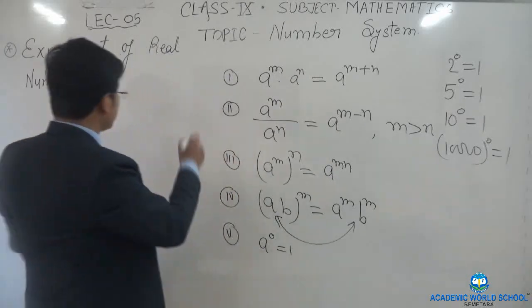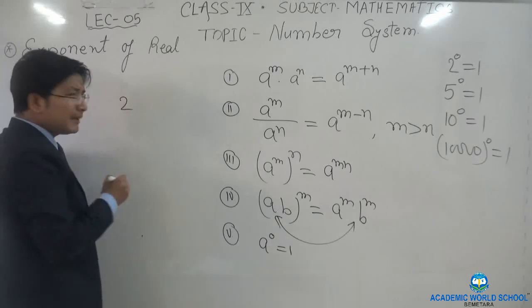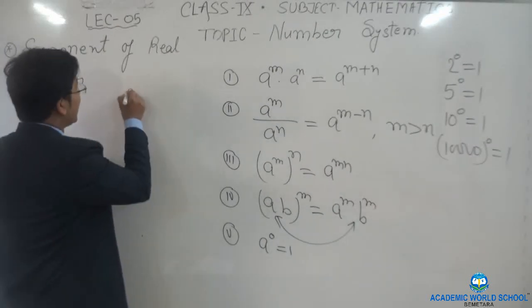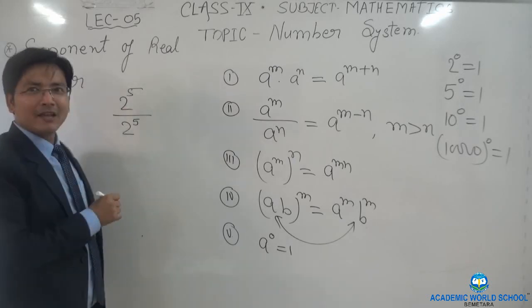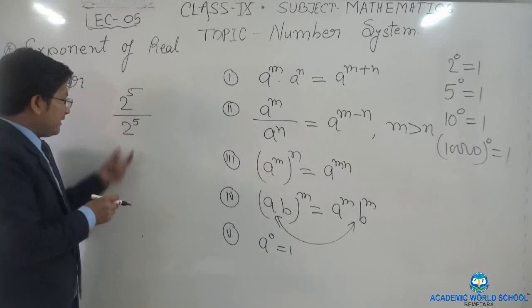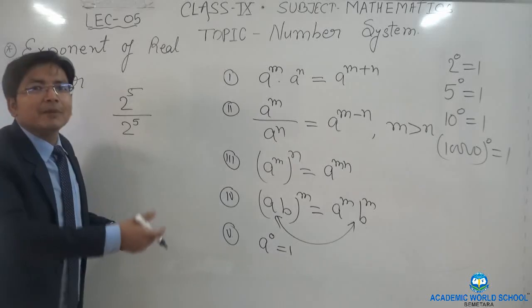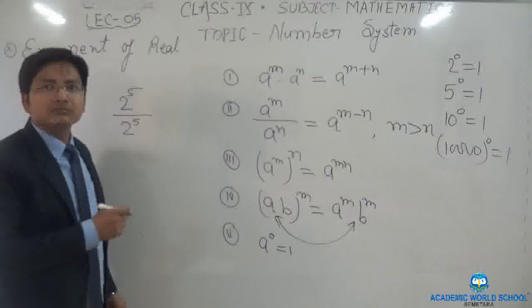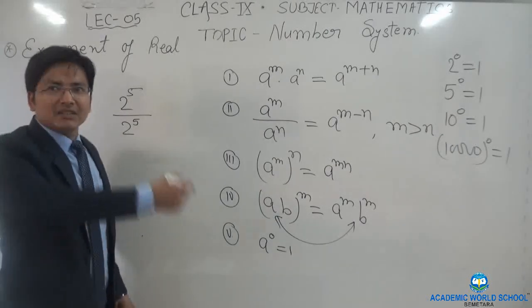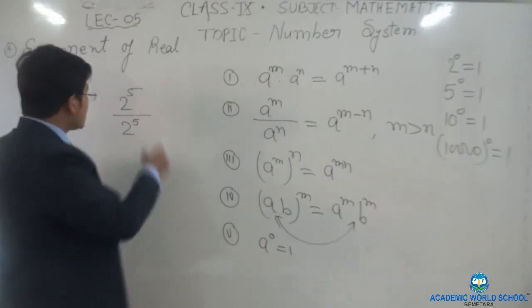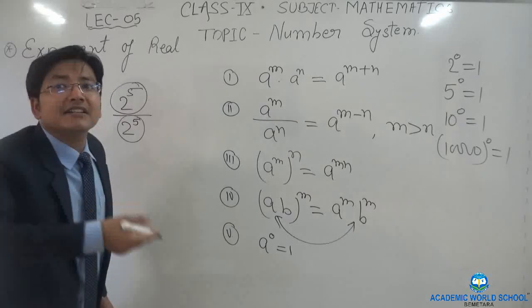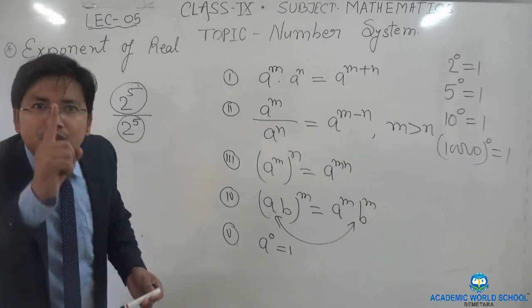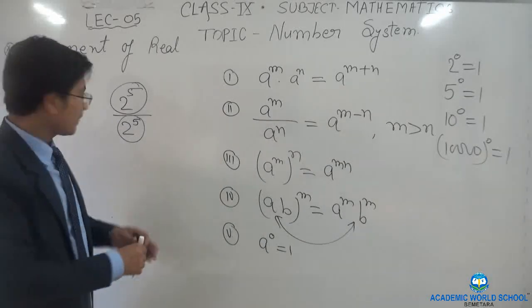Okay. So listen, I am going to explain here. If I am writing 2 to the power 5 and again I am writing 2 to the power 5, this is same item divided by same item. 2 divided by 2 is equal to 1. 3 divided by 3 is equal to 1. So this is same item and this is same item. Listen, same item divided by same item is equal to 1 always.